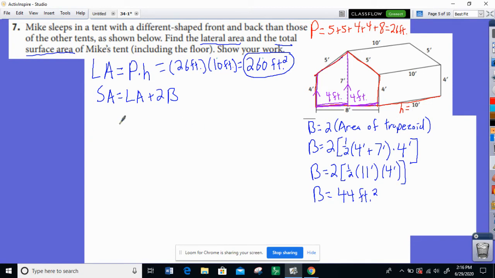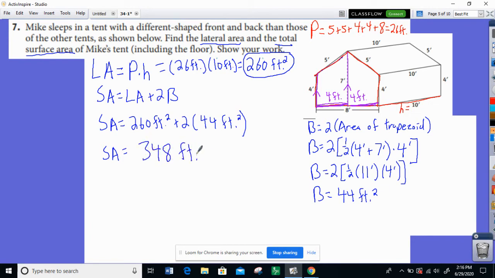So now we have everything we need to find the total surface area. It's going to be the lateral surface area, 260 square feet, plus 2 times the area of the base. The area of the base is 44 square feet. So that total surface area is going to be 260 square feet plus 88 square feet. So that is going to be 348 square feet.